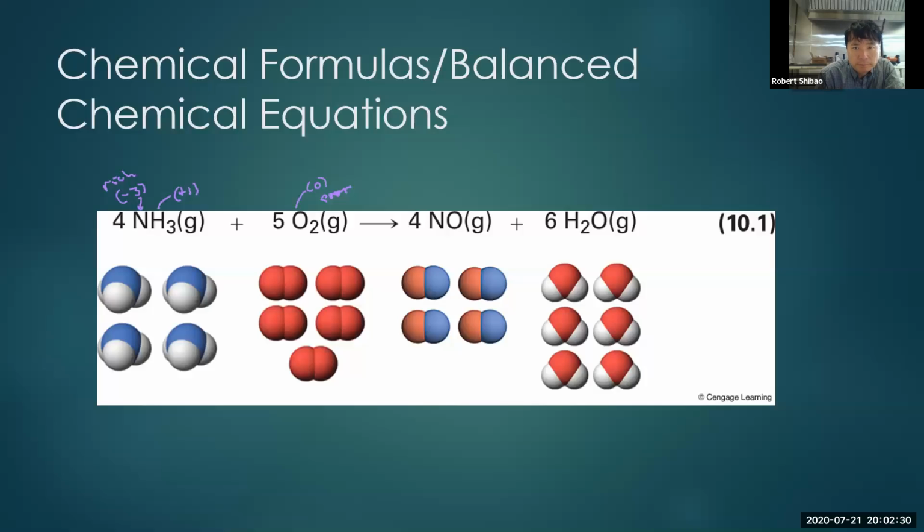And then ammonia: nitrogen weighs 14.01, hydrogen is 1.008, I mean, not oxygen, hydrogen. So this is 17.04 times 4. 4 times 17.04 is 68.16. NO: nitrogen's 14.01, oxygen's 16, so 14 and 16 is 30. This would be 30.01 times 4. 30.01 times 4 is 120.04.